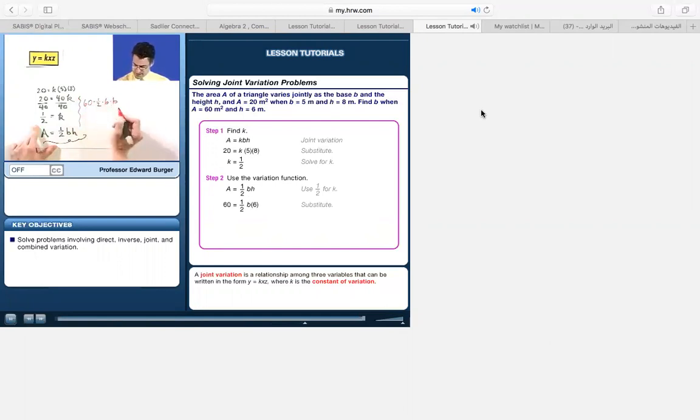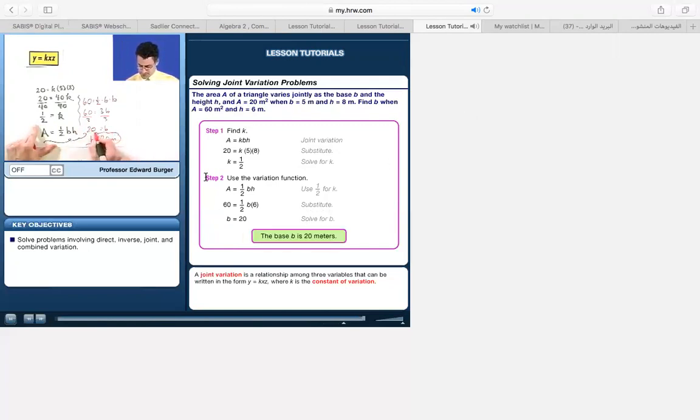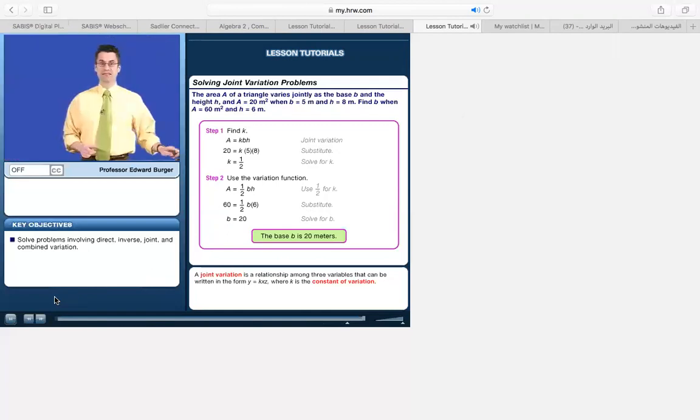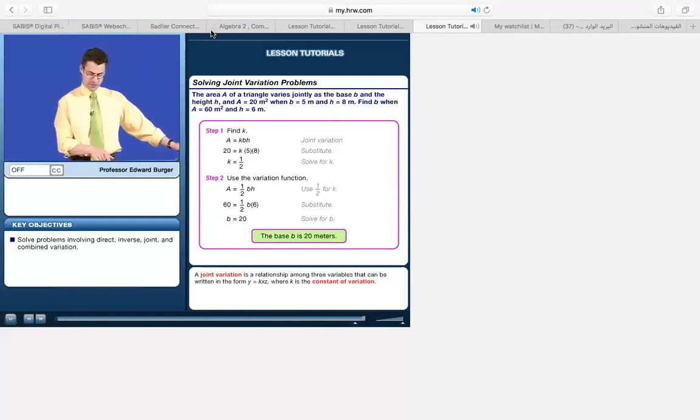I don't know what B is, though, and so I see 60 equals 3B, or not 3B. I guess it only works with 2B. 2B or not 2B. Not 3B, not very funny. All right. Divide both sides by 3, and I see that B equals 20. So what are my units? The base is 20 meters. So you can see it's sort of cool that we can actually use this notion of joint variation to confirm the formula for a triangle. The constant in that case is 1/2.